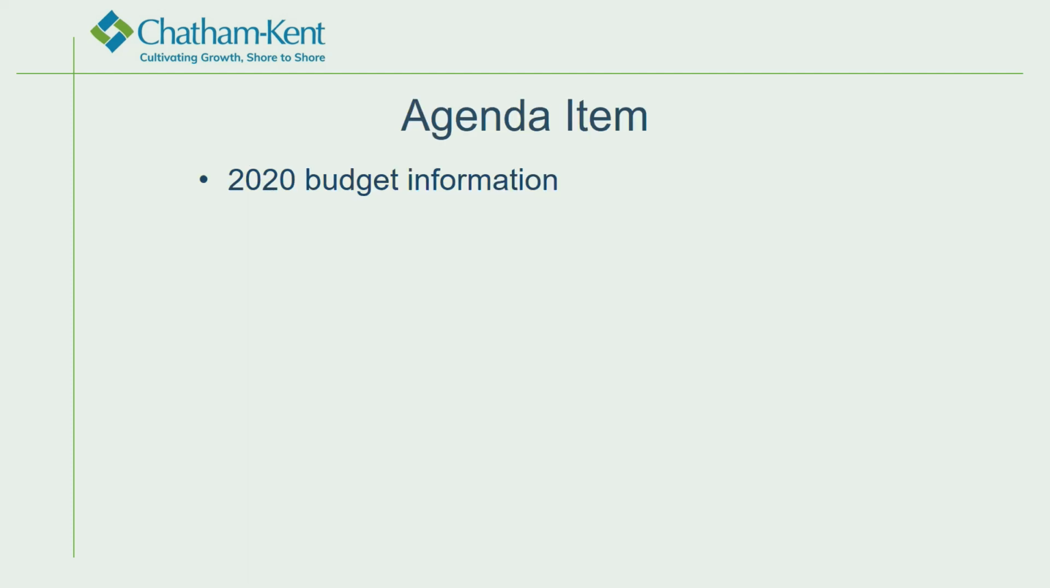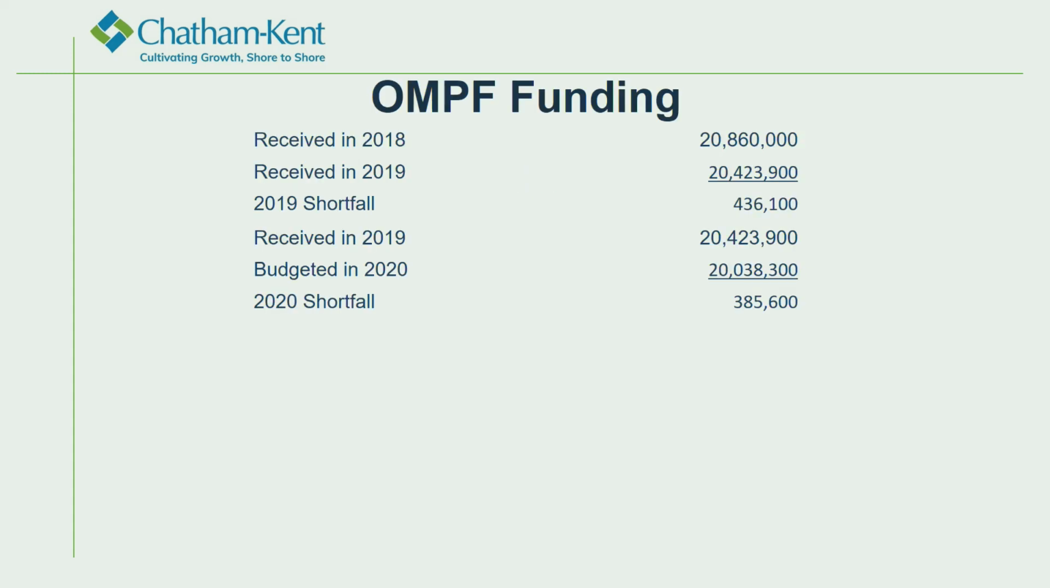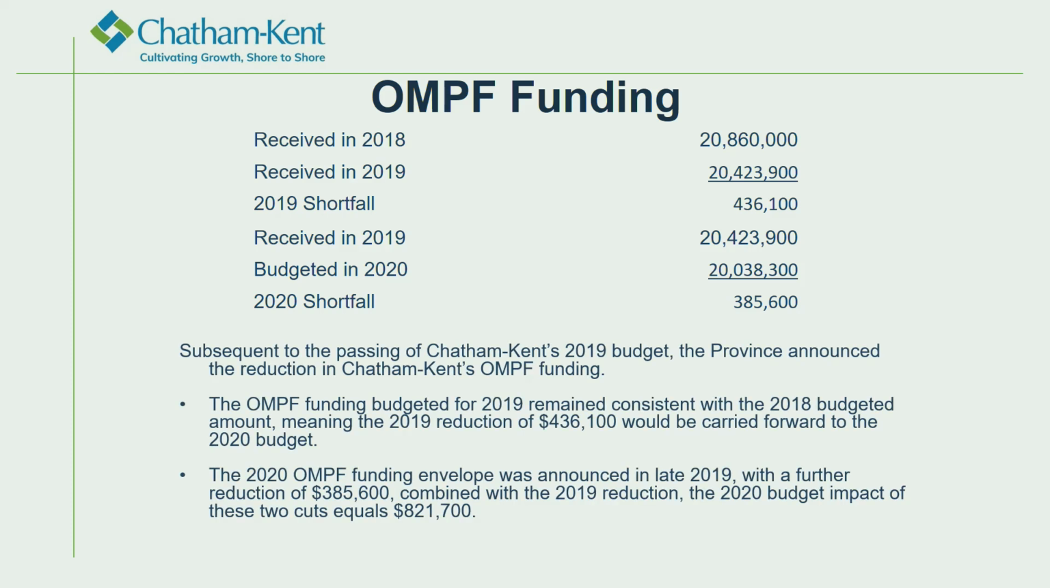Looking at some additional 2020 budget information. During the 2020 budget, we have also had to address two recent cuts to the Ontario Municipal Partnership funding grants. After the passing of the 2019 budget, Chatham-Kent was notified that our 2019 grants would be reduced by $436,100. In late 2019, we were also notified that our 2020 grant would be reduced by a further $385,600. The overall impact that is required to be addressed during the 2020 budget amounts to $822,000.